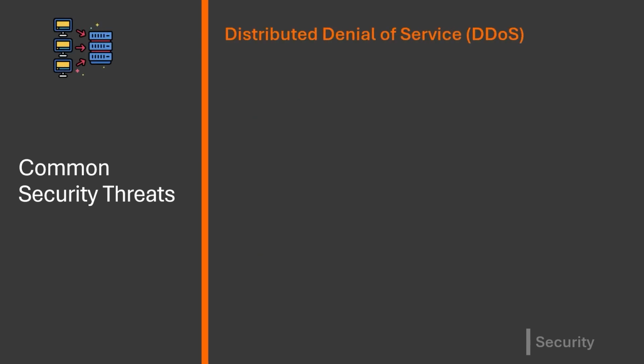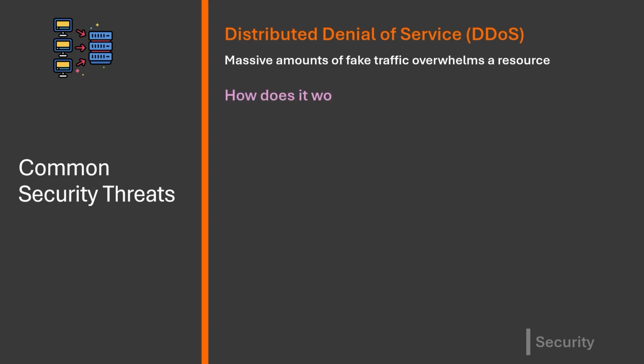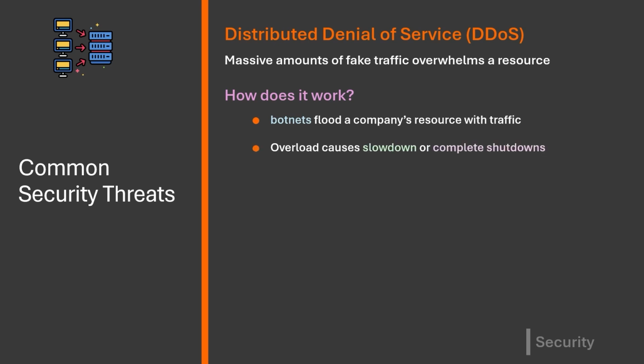A DDoS attack overwhelms a website, server, or network with massive amounts of fake traffic, making it inaccessible to legitimate users. Attackers use a network of infected devices called botnets to flood a company's website with traffic, and the following overload on the servers can cause slowdowns or complete shutdowns, impacting business operations.